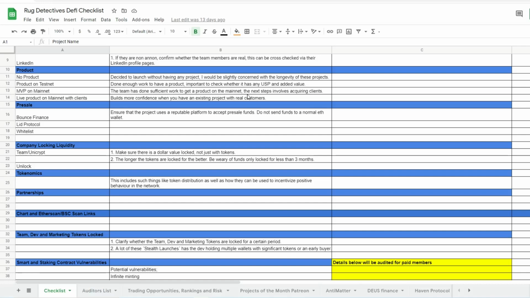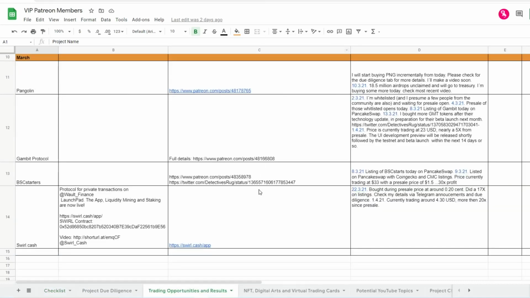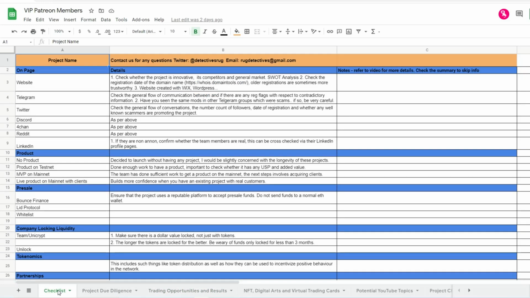Let's get straight to it. This is in the month of March. This is basically the VIP. Here we have the lower tab, project due diligence. Normally we have the checklist, and after the checklist, we have project due diligence. I'm not going to show that.